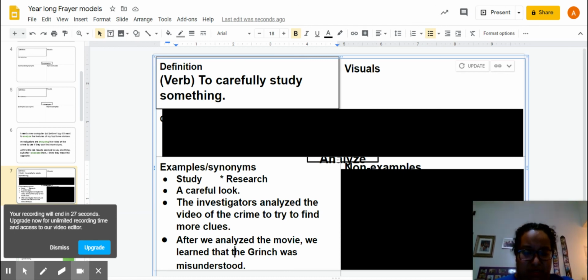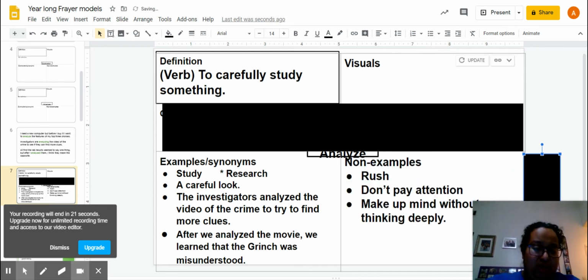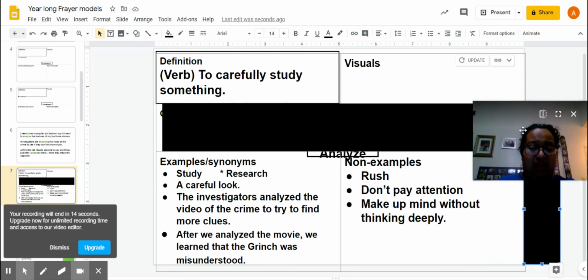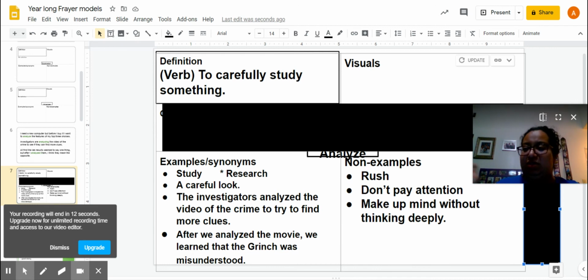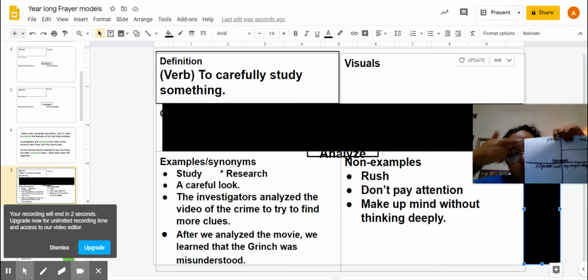Okay, for non-examples, over here we would put the words that mean the opposite, right? So maybe to rush, if you don't do it carefully, not pay attention, to make up your mind without thinking deeply. All of those are the opposite of analyzing. That's just a person who's lazy and is like, I watched it, that's it, I'm done. You by yourself are going to come up with a visual, a picture, maybe the investigators finding clues, maybe yourself analyzing something. This is the part you do by yourself.